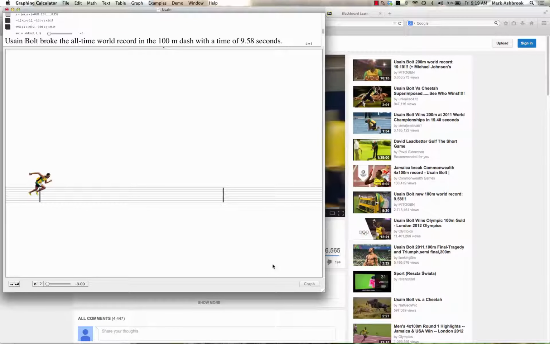Okay, so Usain Bolt broke the all-time world record in the 100-meter dash with a time of 9.58 seconds. How fast did he run? So we had just figured out that speed is calculated how? Change in distance over change in time. What's this change in distance? Change in time? And you guys got 10.44. Is that right? Okay.